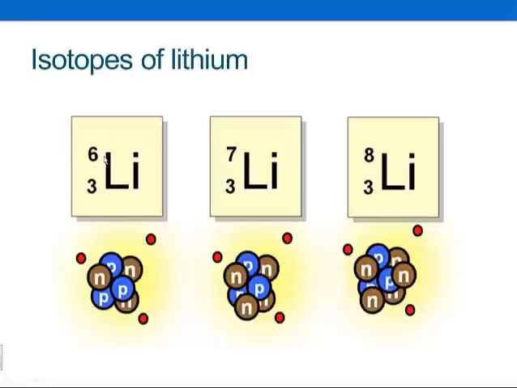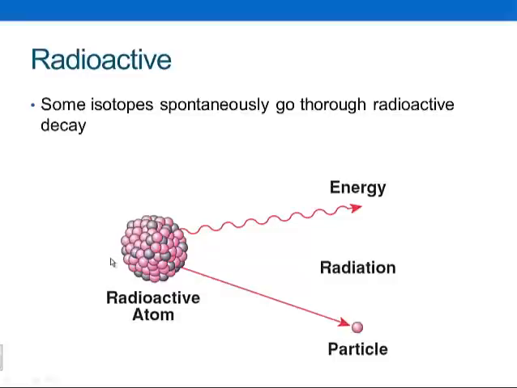All right, we have the same situation here. Now you can see lithium has three protons. These are three isotopes of lithium. However, this one has a total of six subatomic particles, protons and neutrons. This one has 7 protons and neutrons, and this one has 8 protons and neutrons. These are the 3 different isotopes of lithium. Some isotopes are radioactive. What this means is that in radioactive decay, the nuclei of these atoms break down or disintegrate. And they do it by emitting particles and energy.